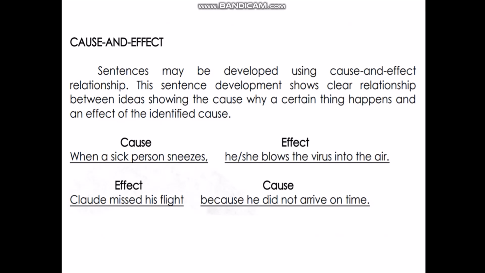So, I have here another example. Cloud missed his flight because he did not arrive on time. So, the effect would be Cloud missed his flight. So, what is the cause of that? Because he did not arrive on time.